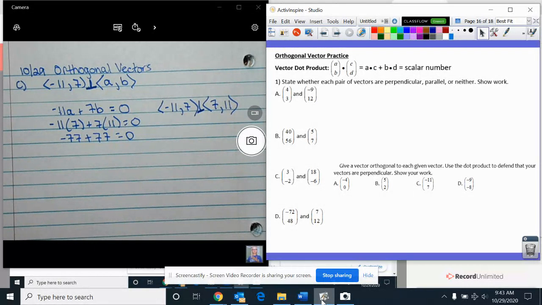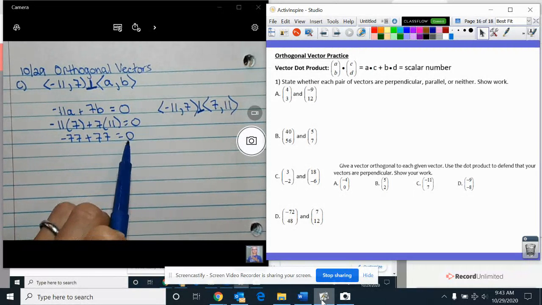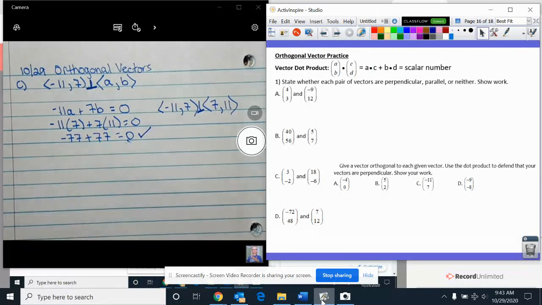I challenge you to look at the other two and find orthogonal vectors and prove it by doing the dot product and showing that it is equal to 0.